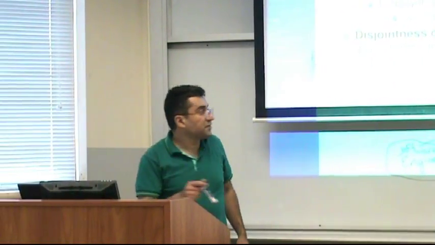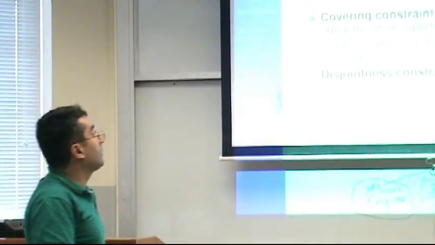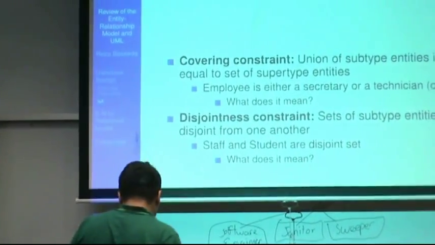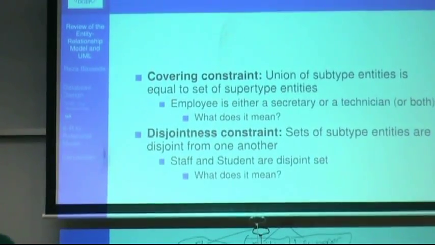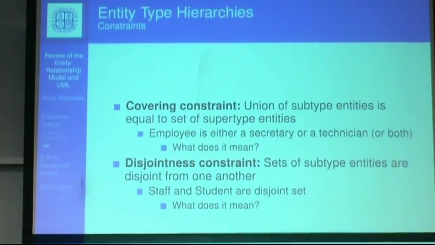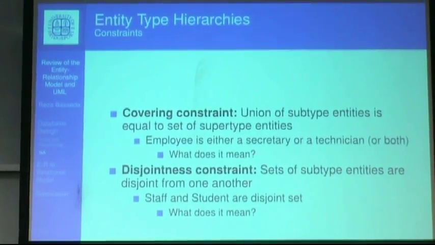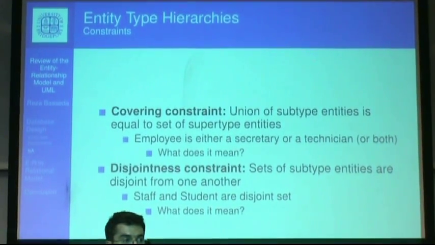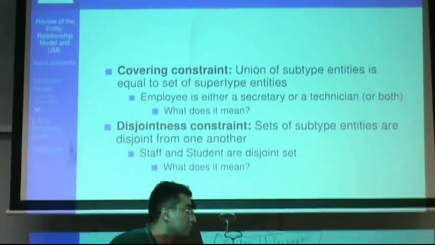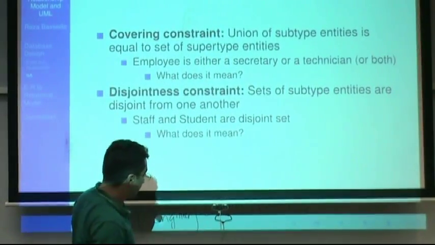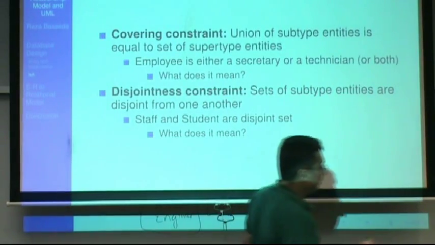So you can define two types of constraints on an is-a relationship. One type is the covering constraint, which means that the union of subtype entities is equal to the set of supertype entities. What does it mean? An entity can have more than one role. One more time, Professor. Question. Second thing.